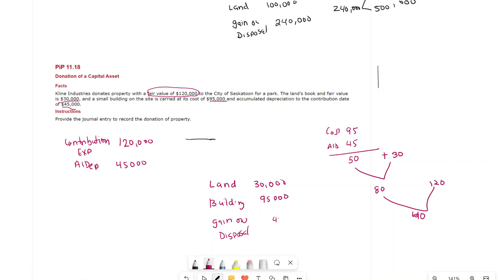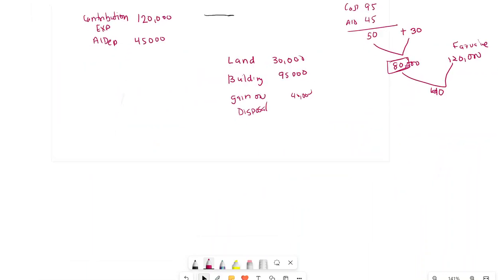So this is your building and this is your land. Both assets are worth $80,000, and the fair value of those assets was 120. If I compare the both, I will have a gain of $40,000. And this was chapter 11.